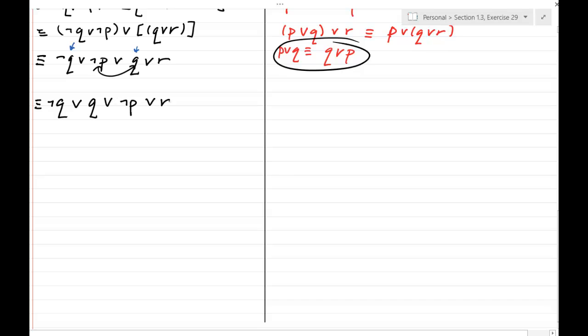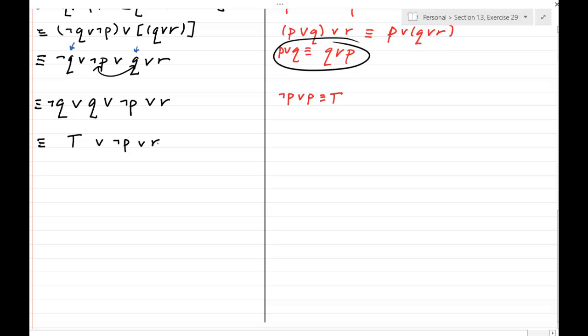Okay. Now, I can do these in any order I want. They happen to be in the order that's very nice to us. Okay. So I'm going to go ahead and make another replacement. I know that the negation of P or P is always true. So if I take the negation of Q or Q, it's true. So I'm going to replace that with true or negation of P or R.